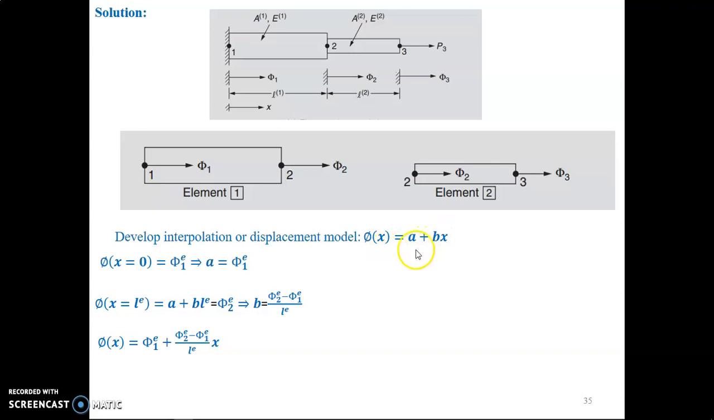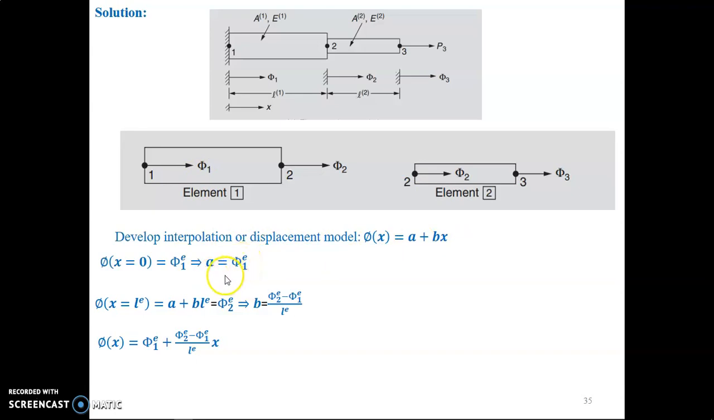We can find these values by applying the boundary conditions. At node 1, or we can say at x equal to 0, the value of the displacement is phi 1. So the value of a will be equal to phi 1. Here E denotes the element numbering, so these expressions are applicable to both elements. For element 1, E will be equal to 1, and for element 2, E will be equal to 2.